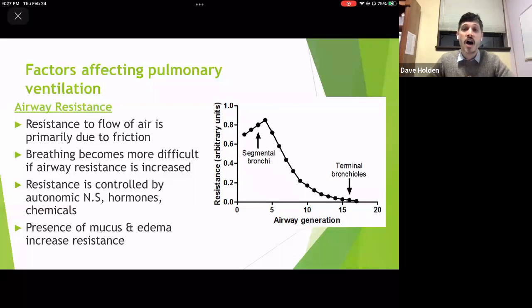Resistance is controlled by the autonomic nervous system. Remember, autonomic means automatic. It's just the part of the brain that deals with all the automatic stuff. Hormones and chemicals also can affect this. For a few examples, I go back to antihistamines opening the airways. You also think about your asthma inhalers. Those chemicals also open the airways.